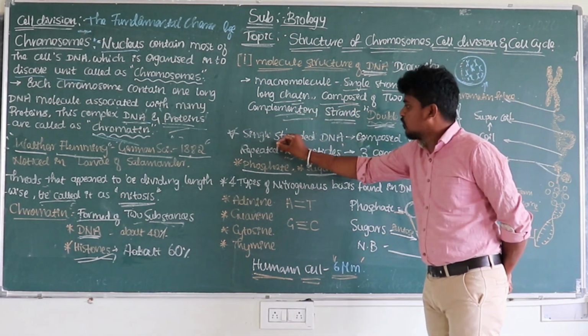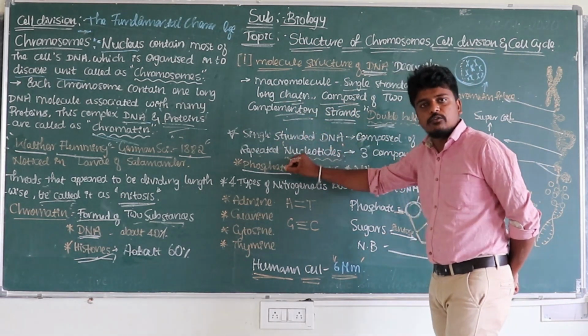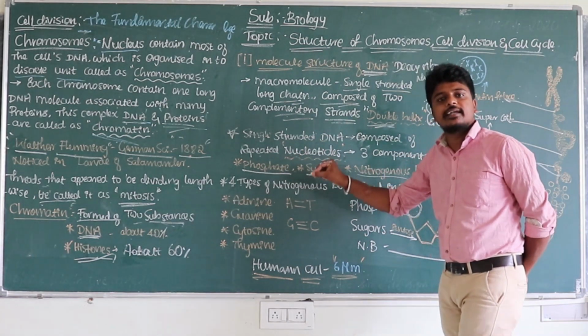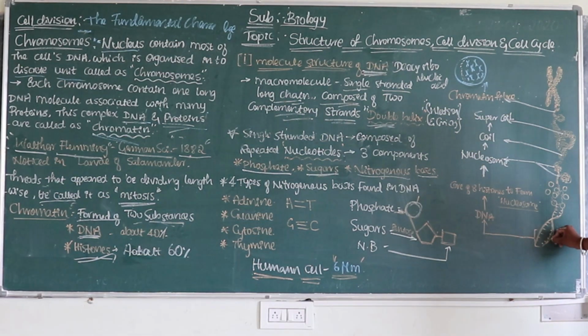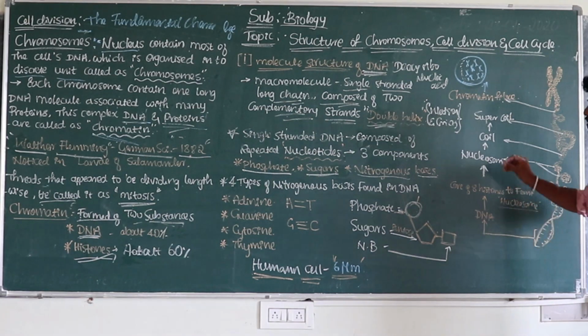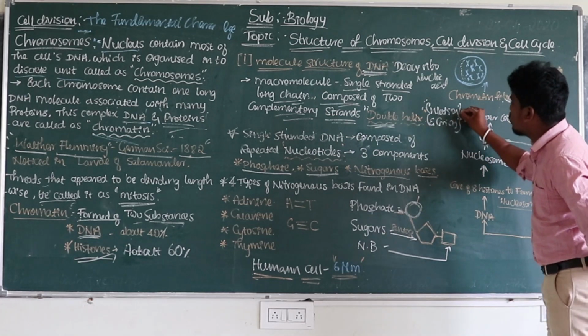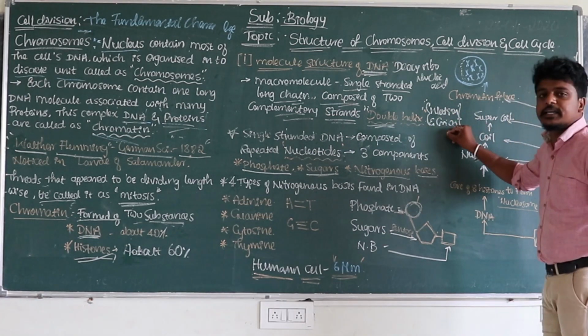When forming the double helix model, the nitrogenous bases form ladder-like structures. Have a look at this diagram. See how it looks exactly like a ladder-like structure, right? This is the double helix model of the DNA structure, which was discovered by the two scientists, Watson and Crick.